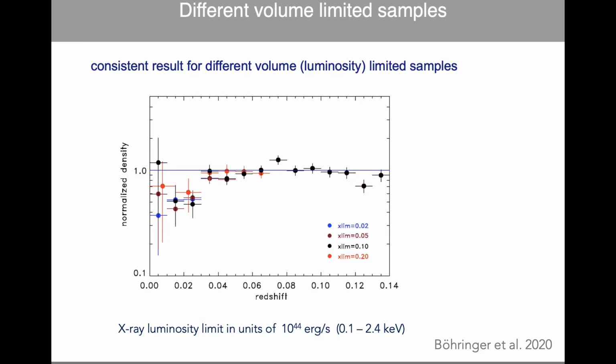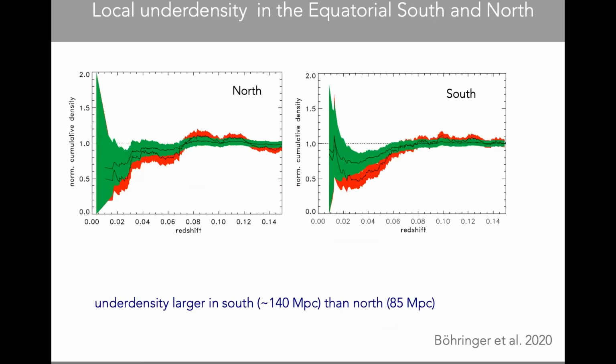So we reproduce this deficit for different X-ray luminosity limited subsamples of our survey. So we are really stable in recovering this deficit. Please ask if something goes too fast. And now we can look at how this behaves in the north and south.